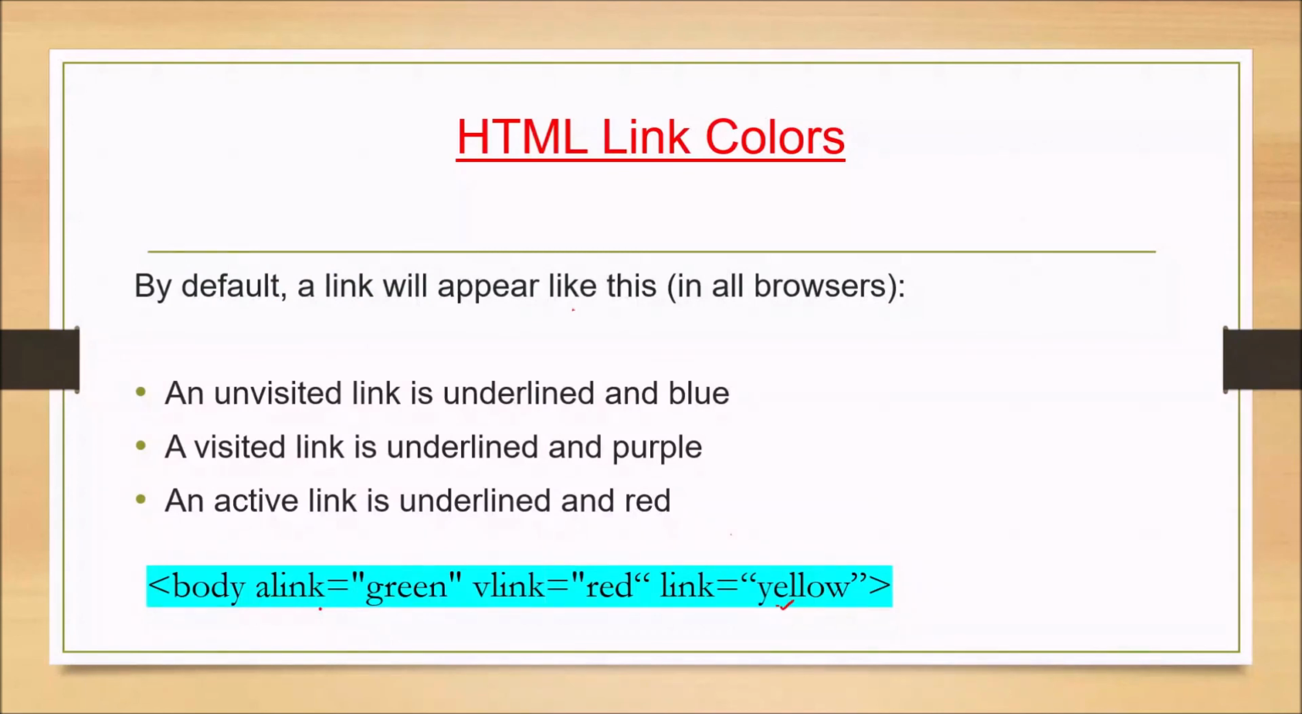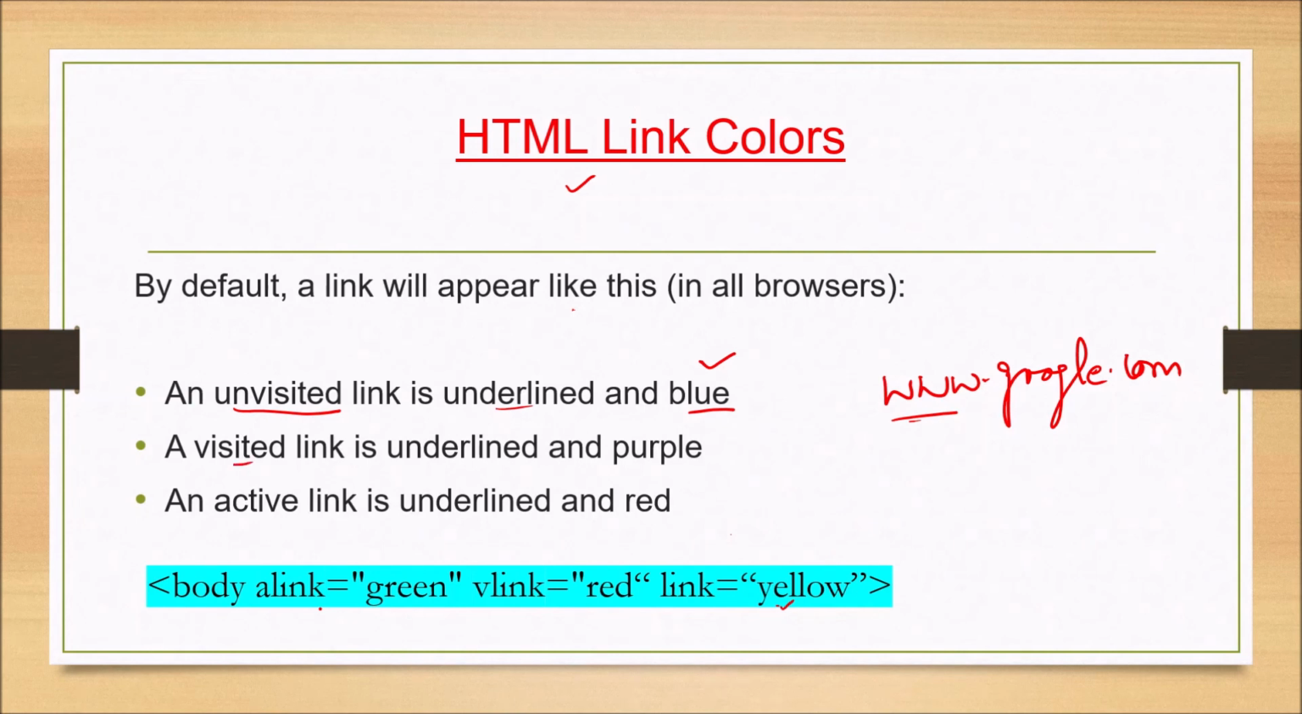So this is a list of different HTML links which we consider and their colors. By default, an unvisited link is blue. Whenever any address is specified like www.google.com, by default it is in blue color and it is underlined. When we visit this link, it becomes purple and it is still underlined. And an active link is red and also underlined.